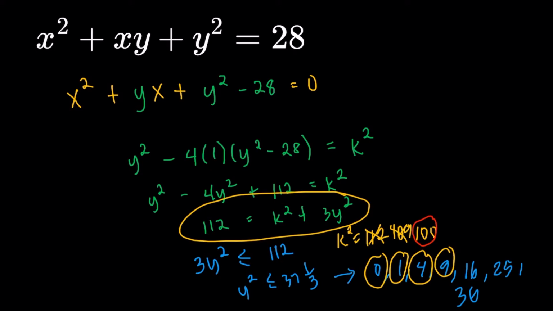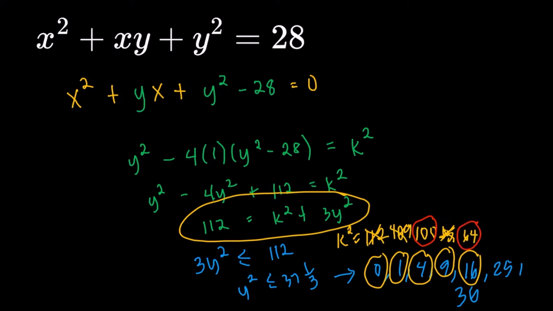That's going to be equal to 85. 85 is not a perfect square, so we remove that. All right, let's try y squared being equal to 16. If y squared was equal to 16, then k squared would be 64. That's a possible value.